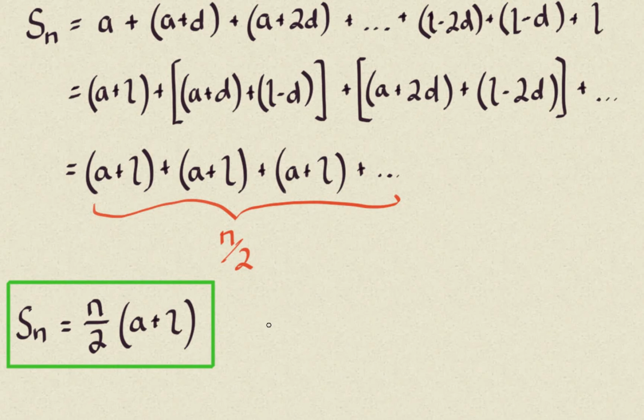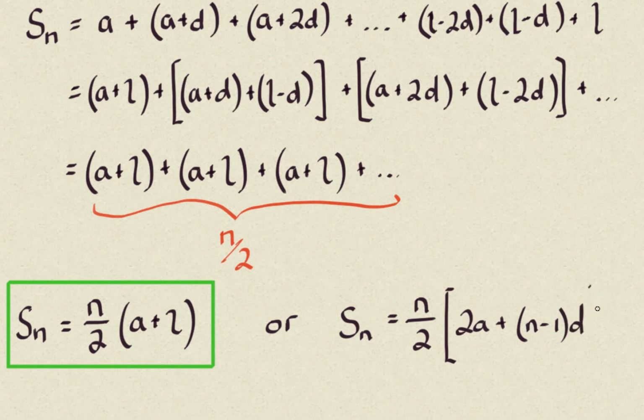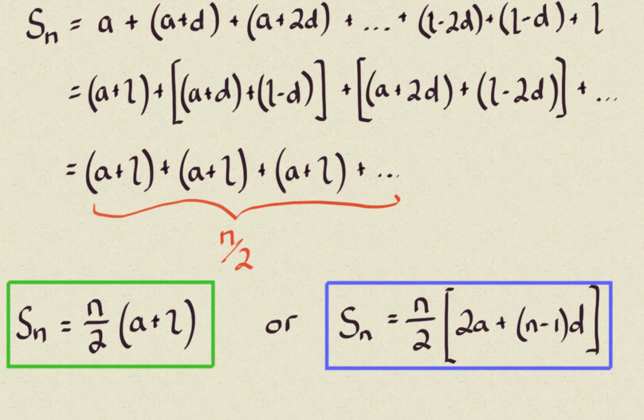And if we wanted, we could go and replace the L with the nth term formula. So we could instead say, alright, we have n on 2 out the front still, and then we have A plus, remember L is the nth term, so that's A plus n minus 1 times D. So we have A plus A, so that's 2 lots of A, plus n minus 1 times D. So if we wanted to write it this way, we can do that as well. So let's do a few examples to finish off this video.